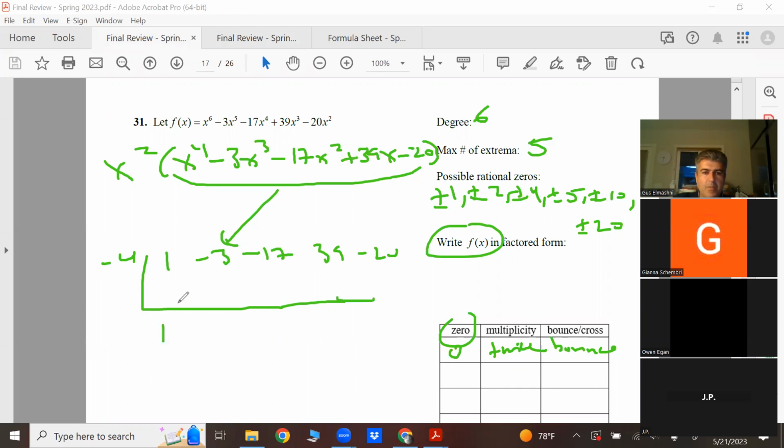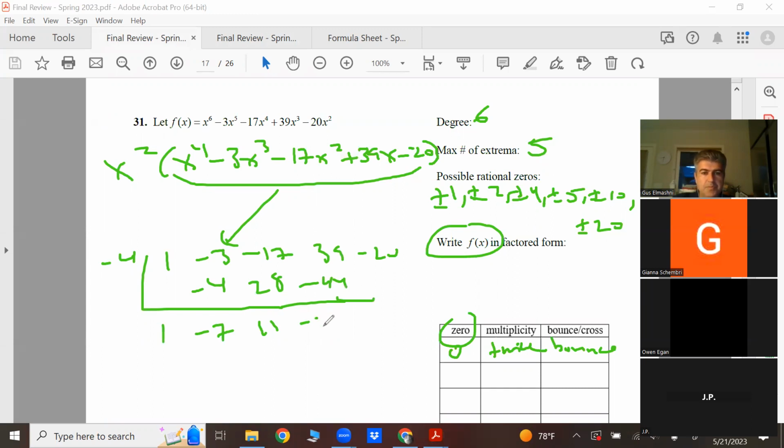And how do you know to use -4? I'm gonna give it to you. Okay. And the 0, how do you know like the 0 bounces twice or it bounces? It's even. When it's odd, it crosses. When it bounces, when it's even, it bounces.